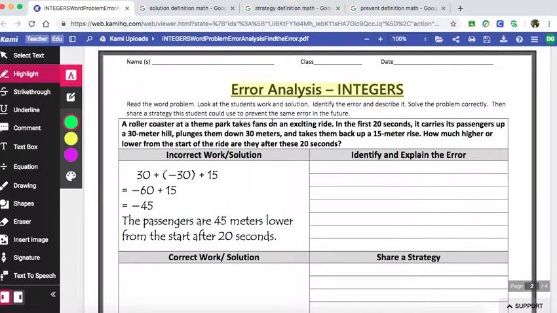A roller coaster at a theme park takes fans on an exciting ride. In the first 20 seconds, it carries its passengers up a 30-meter hill, plunges them down 30 meters, and takes them back up a 15-meter rise.